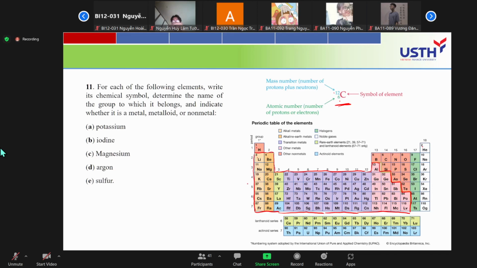Like alkaline earth metals, this one. These are transition metals. Rare earth elements, or sometimes rare earth metals, like this. On the other side, all of this part we call non-metals.